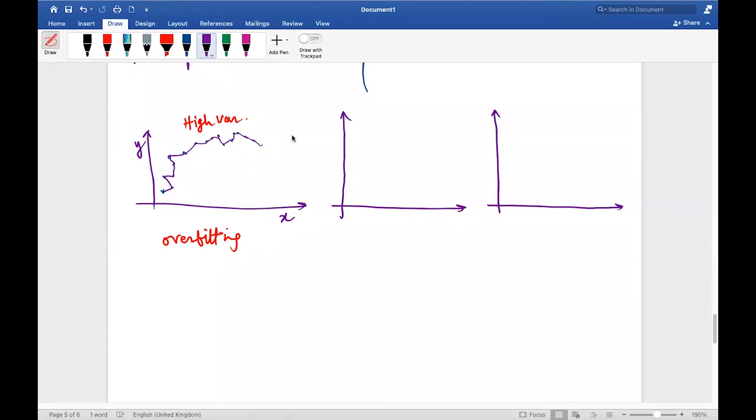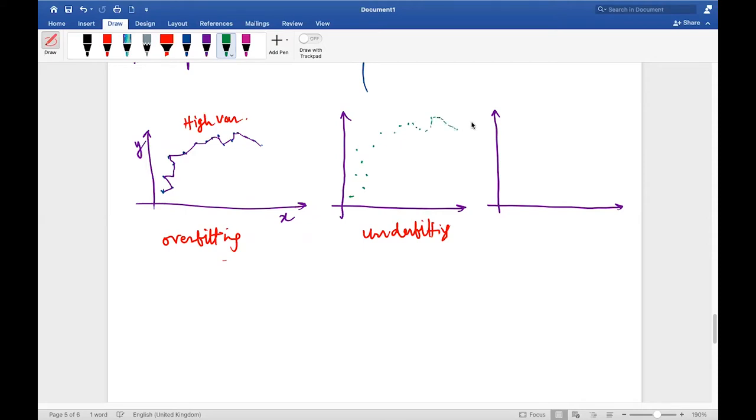Now, let me talk about another case. What is that other case? If I have spoken about overfitting, the other case is obviously underfitting. Now, let's say in the same data set, kind of the same type of data set I'm building, right?